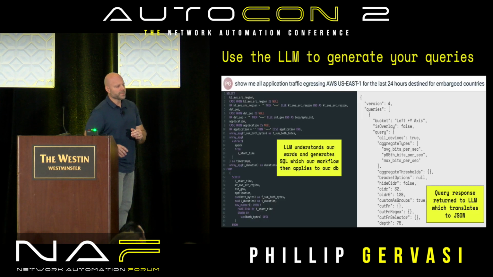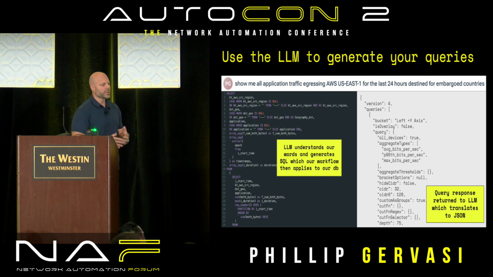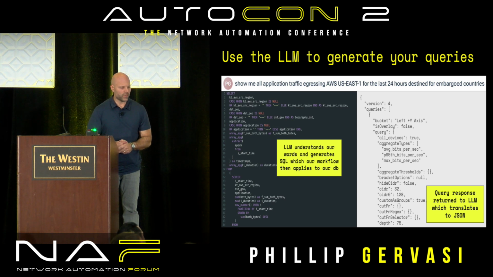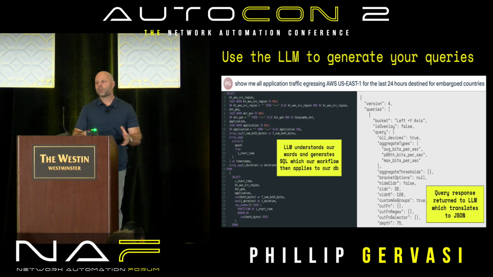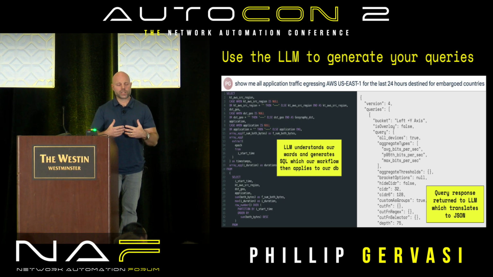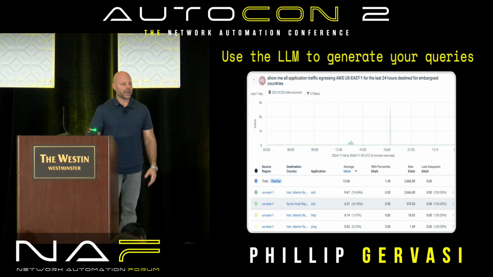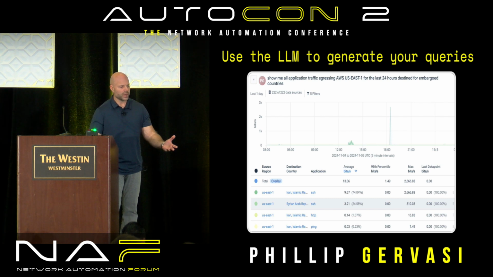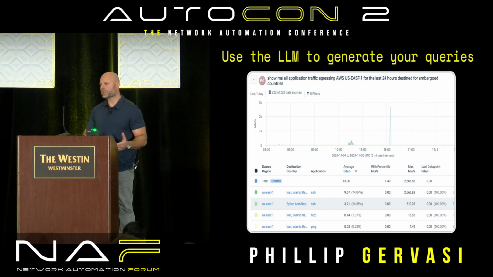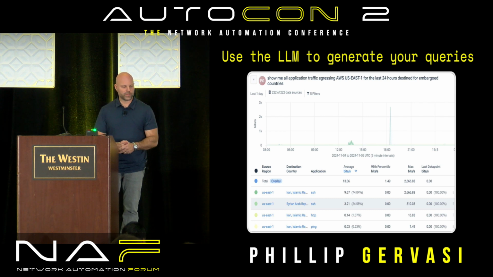So here's an example. This is the first use case that I gave you. Show me all the application traffic egressing AWS US East 1 for the last 24 hours, destined for embargoed countries. You can see on the left, the LLM understands that, translates it to a SQL query, runs it against the SQL database or whatever database, and I get back JSON, as you can see on the right. And then in my workflow, I take that and I create a very straightforward graph. This could also be very simple human readable text as well. And these two screenshots are from my company Kentik's platform.